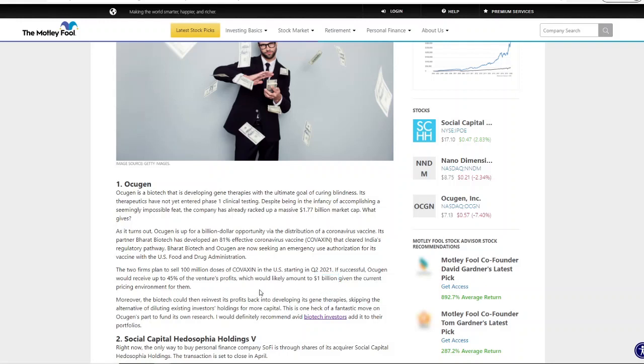And then they go ahead and say that this is one heck of a fantastic move on OCUGEN's part to fund its own research. I would definitely recommend avid biotech investors add to their portfolios. So basically, they're talking about how they won't have to do any more offerings, and they can reinvest these profits back into their gene therapies for what they really focus on, which is gene therapies when it comes to eyesight or something like that. But big, big deal here. Covaxin is going to be a huge, huge focus in April and moving forward, and it's probably going to get distributed around the U.S., and this is a very aggressive way to get started.